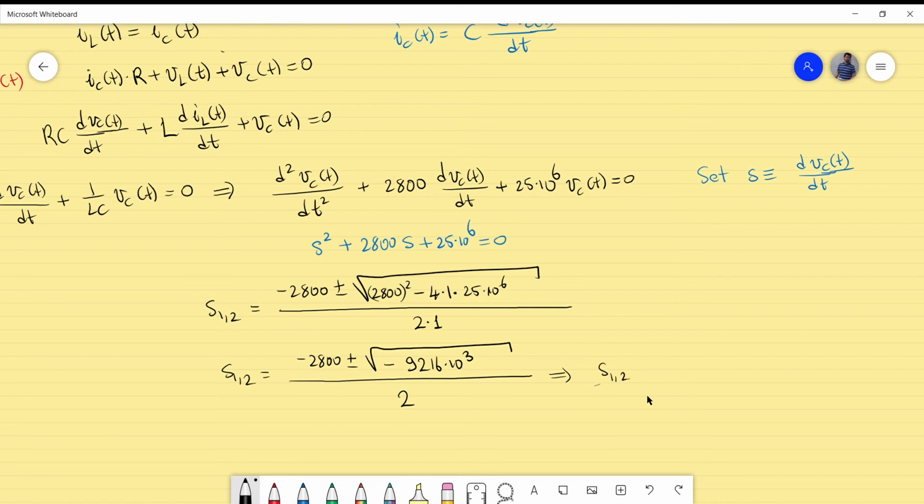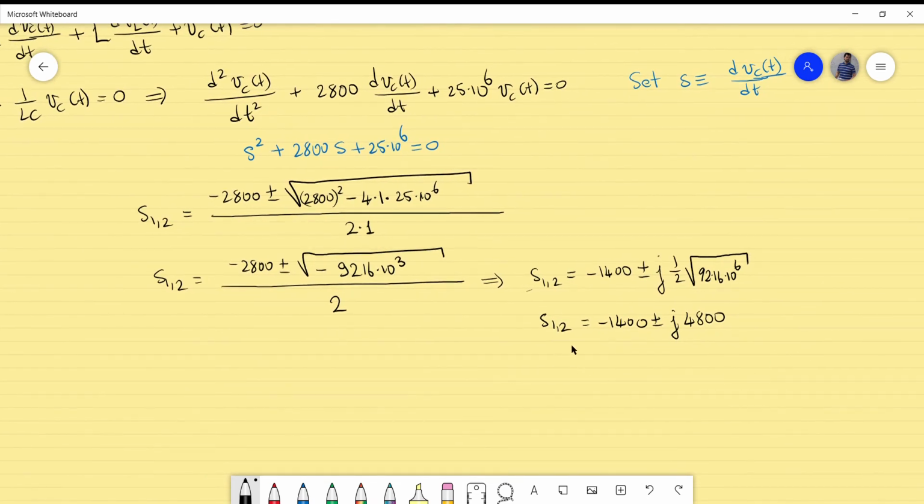S1 or 2 is equal to minus 1400, so I divide by 2, plus or minus j 1/2, and then the square root of exactly the same thing, but then positive. That's for this situation, and if I simplify this, calculate it with a calculator, for example, then you will get an expression which is much clearer than what we had. Okay, this is the situation.